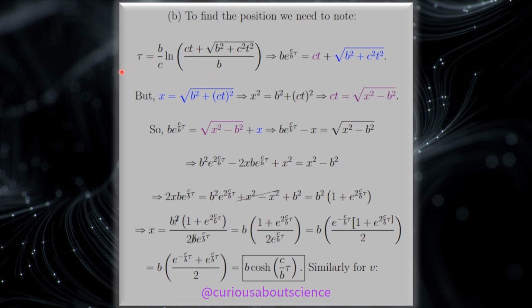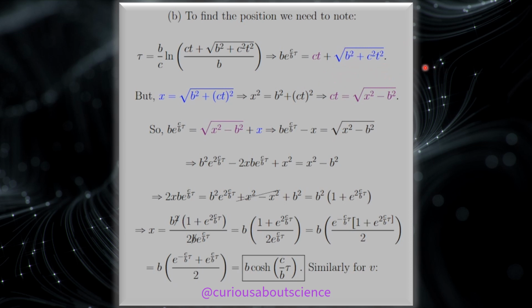So we see how we have c over b tau. That's from moving this b over c over. The e comes from undoing the natural log. And then this b gets pushed over, and that's the b we see there. So what we see on the inside now is that we have b e to the c over b tau is equal to ct plus the square root of b squared plus c squared t squared.